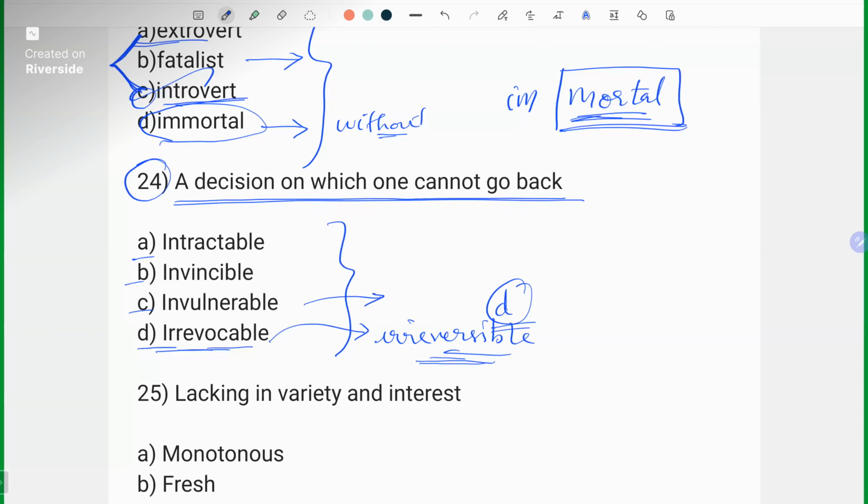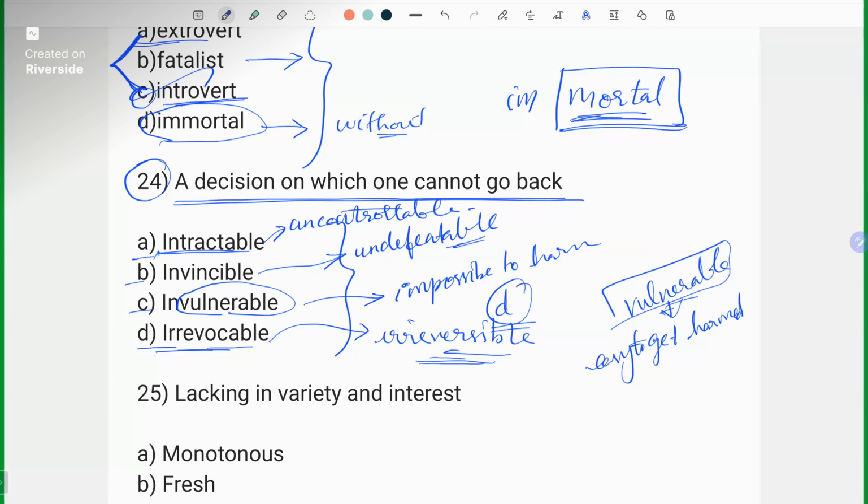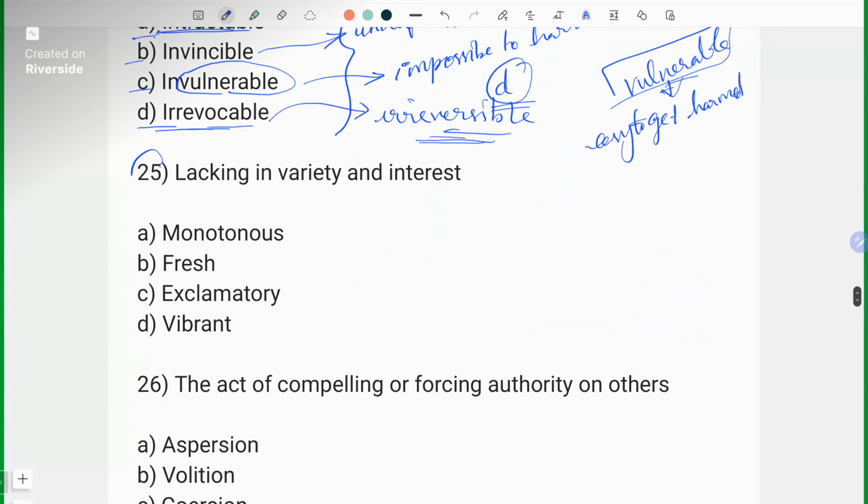Okay. Invulnerable: vulnerable means to be very weak, very transparent and weak. If someone is vulnerable, they are easy to get harmed. That is the meaning. So invulnerable is the opposite, impossible to harm. Invincible means undefeatable. He is an invincible player, meaning he cannot be defeated. Intractable means uncontrollable. Okay.